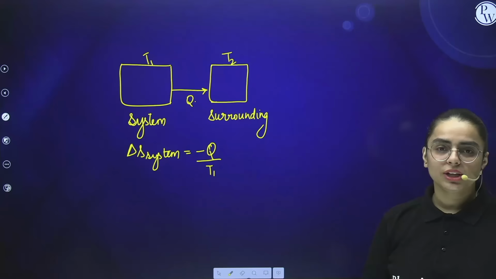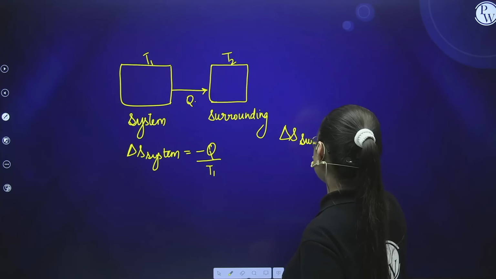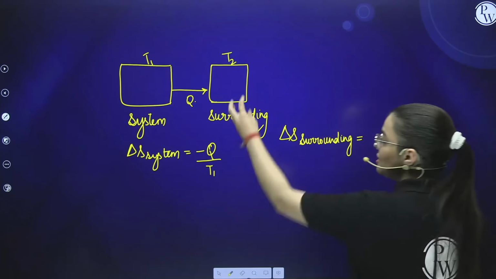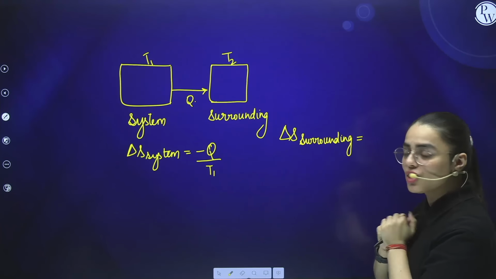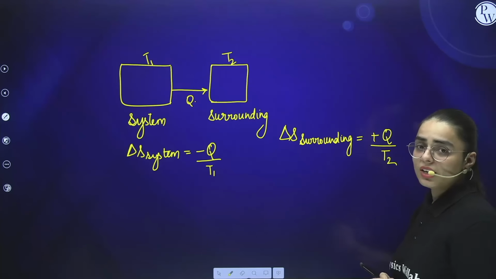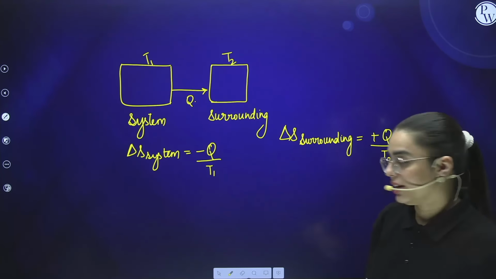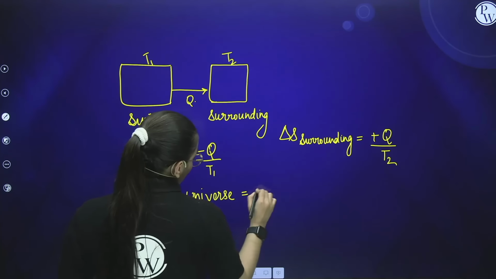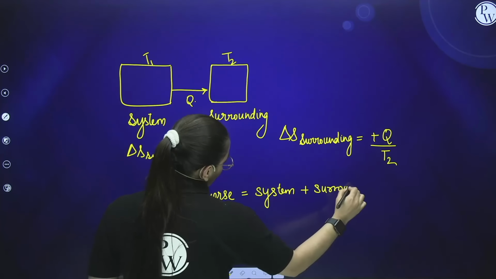Similarly, we can calculate delta S for the surrounding. Again I know delta S is basically q by T. Here it is gaining heat, so positive q will come, at temperature T2. But students, we know that the universe is a sum of system and surrounding, right? So we can write: universe is a sum of system plus surrounding. Is it clear?